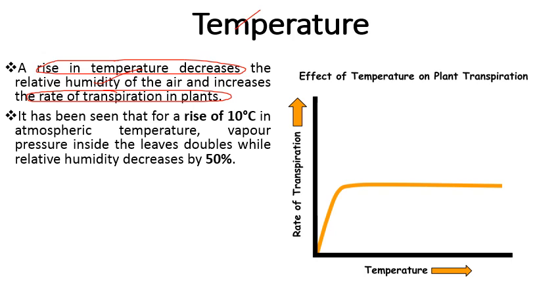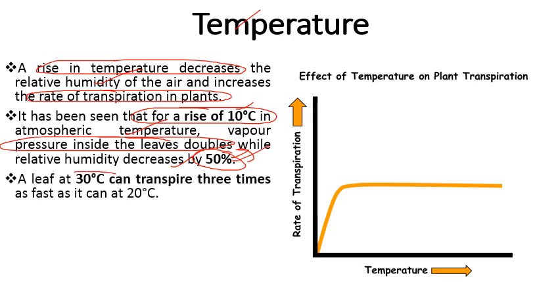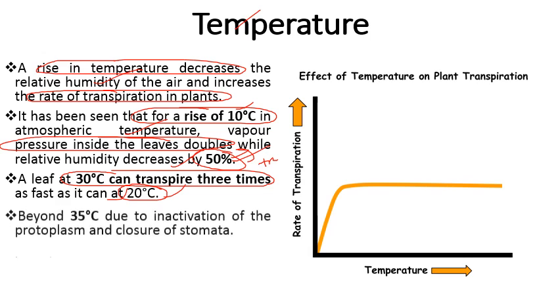It has been seen that for a rise of 10 degrees Celsius in the atmospheric temperature, vapor pressure inside the leaves doubles while the relative humidity decreases by 50%. तो जैसे ही 10 डिग्री टेम्परेचर इंक्रीज होता है एटमॉस्फेयर टेम्परेचर, there is a decrease in relative humidity by 50%. And a leaf at 30 degrees Celsius can transpire 3 times as fast as it can at 20 degrees Celsius. तो 30 degrees Celsius पे 3 times ज़्यादा faster transpire करता है leaf as compared to the leaf which is put at 20 degrees Celsius.